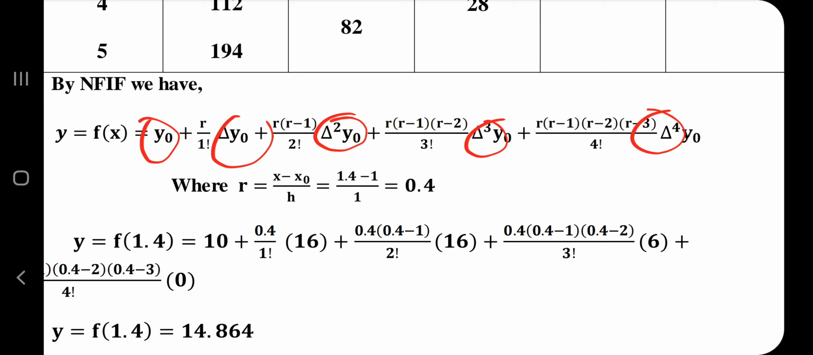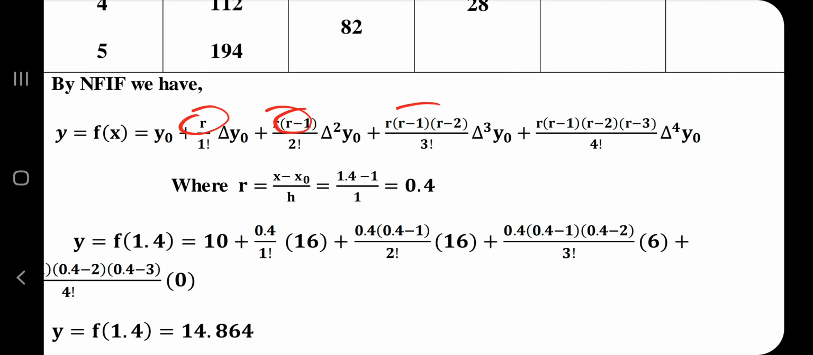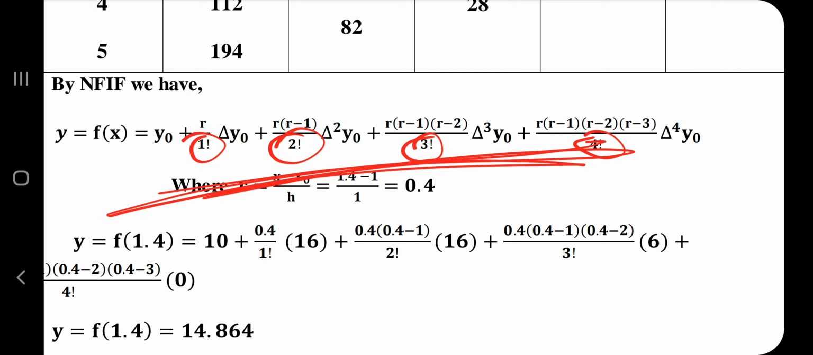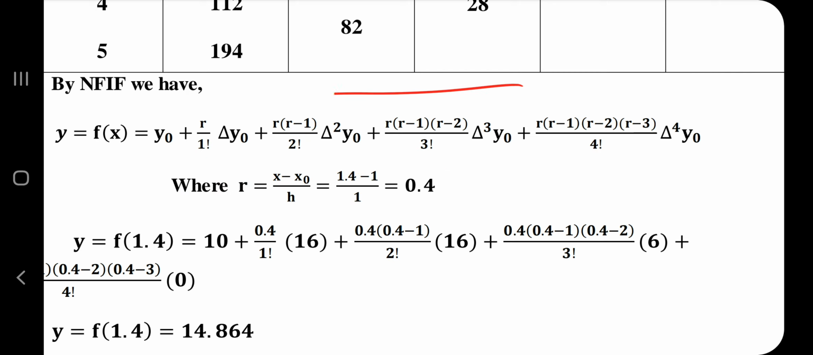All these values are present here, and we'll be calculating r as well. r into r minus 1, r into r minus 1 into r minus 2 and minus 3. The first term 1 factorial, second factorial, third factorial, fourth factorial and so on. So this is how we'll be solving the question. If you write this formula 2 to 3 times, it will be in your mind. Okay, r value is nothing but x minus x naught by h.